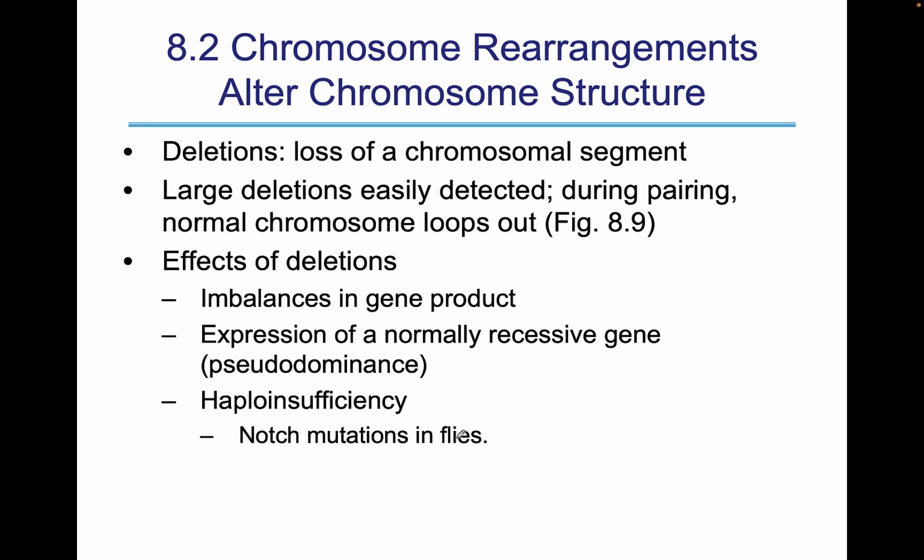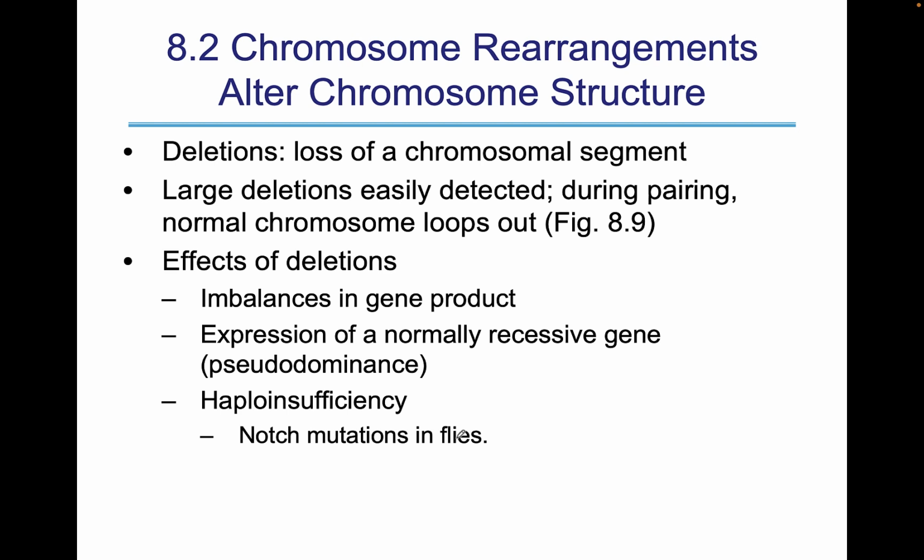Some of the effects of these deletions is imbalance in gene product. When you have an imbalance in gene product, that means you can have not enough protein to carry out a certain function. And not having enough protein, which is the product of the gene, can result in the inactivity of, let's say, enzymes or proteins that are necessary. You can also have the expression of a normally recessive gene, which we call pseudodominance. This derives from having a gene that would normally be recessive be deleted, with a downstream effect of lack of product produced.